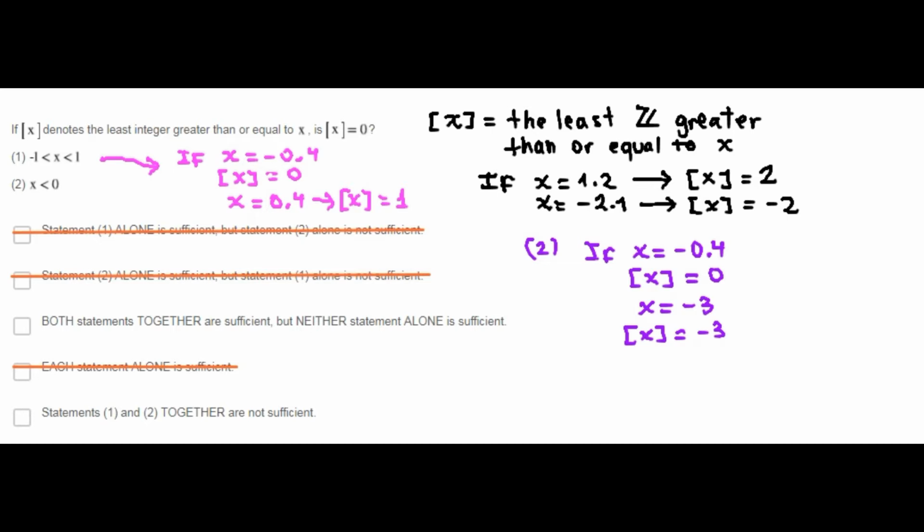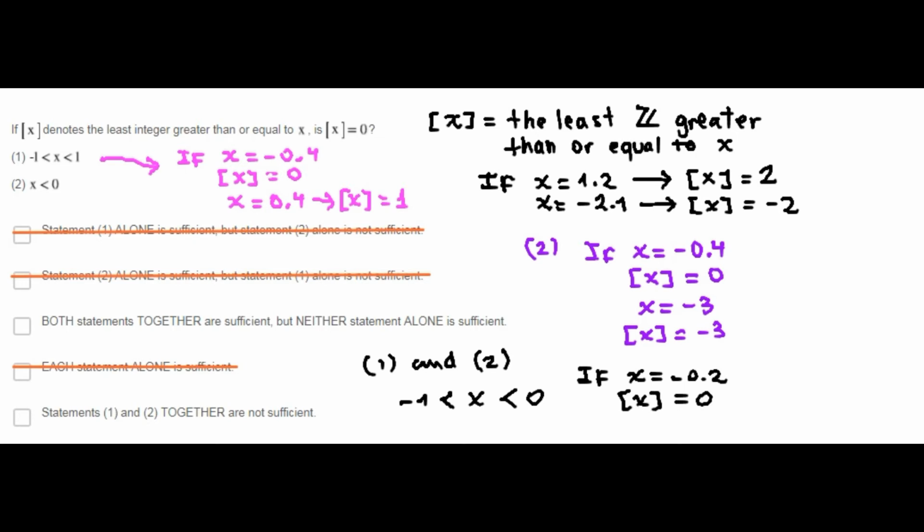So, from statement 1 and 2, x lies between negative 1 and 1, and x is less than 0. So, it means that x must be any number that lies between negative 1 and 0. Therefore, for instance, if x is negative 0.2, then x between two lines is 0, because 0 is the least integer greater than or equal to x.